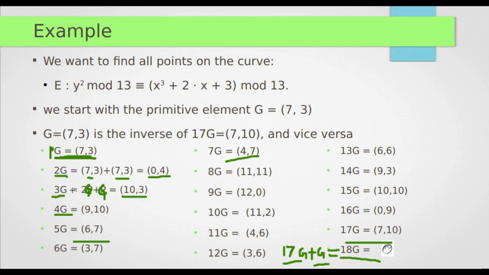See here, 0 comma 4 is 2P. It means the cycle is repeating again. This 19G will be equal to this G, and 20G will be equal to this 2G. Continuing 21, 22, and so on up to 35. 35G will be equal to 17G. It means it is a cyclic group, so after these 18 points, the cycle will start again from here.